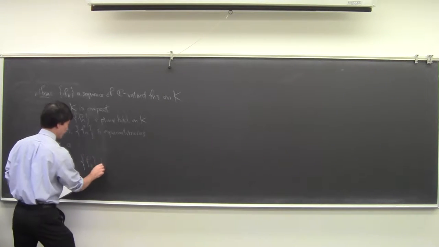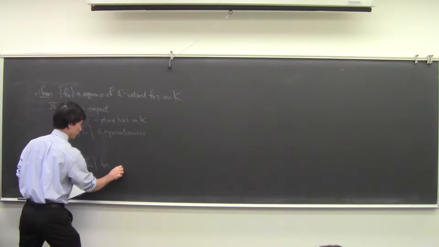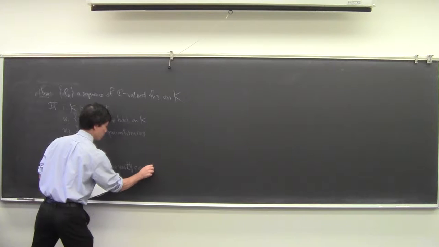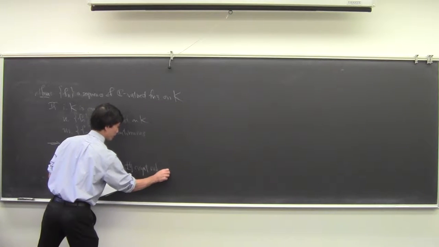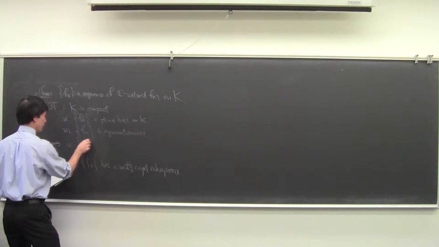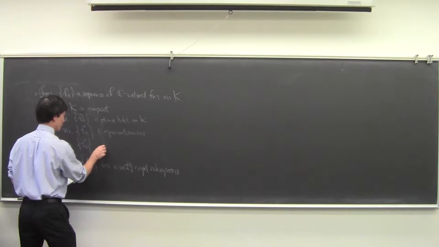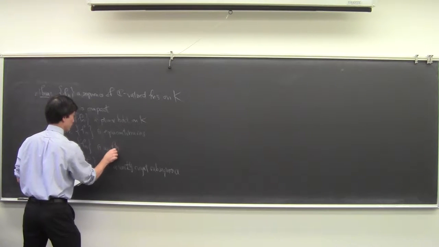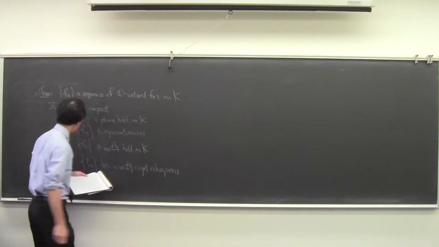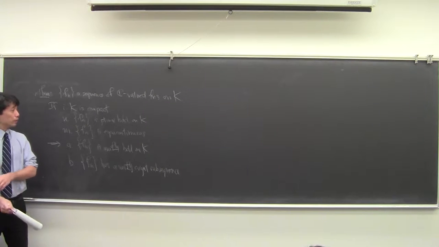Fn has a uniformly convergent subsequence. And another thing happens as well: Fn turns out to be uniformly bounded on K.